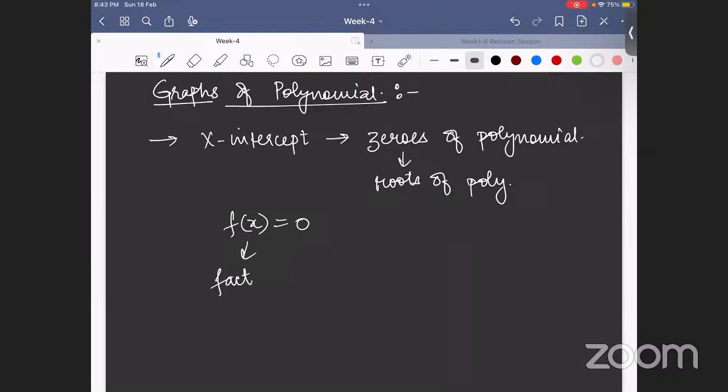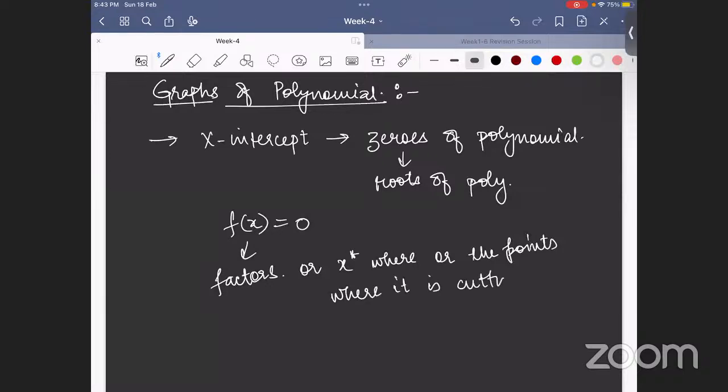So basically the factors, or the points at which the function is 0. The x values where the function is 0. You also call that the x-intercept, where it is cutting the x-axis, right?